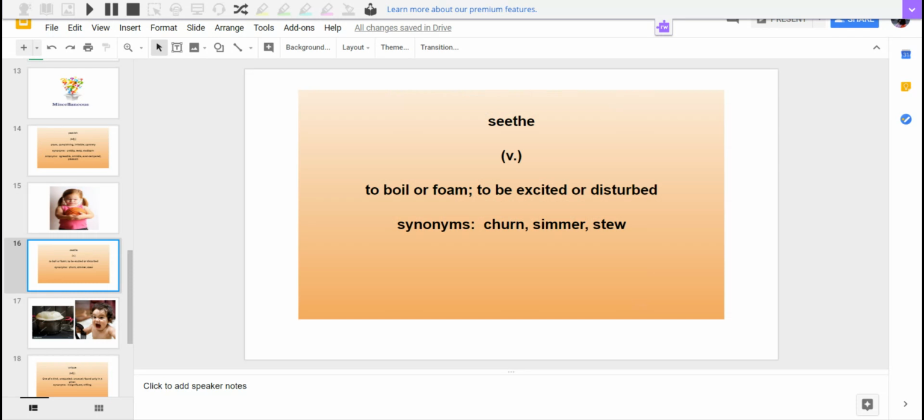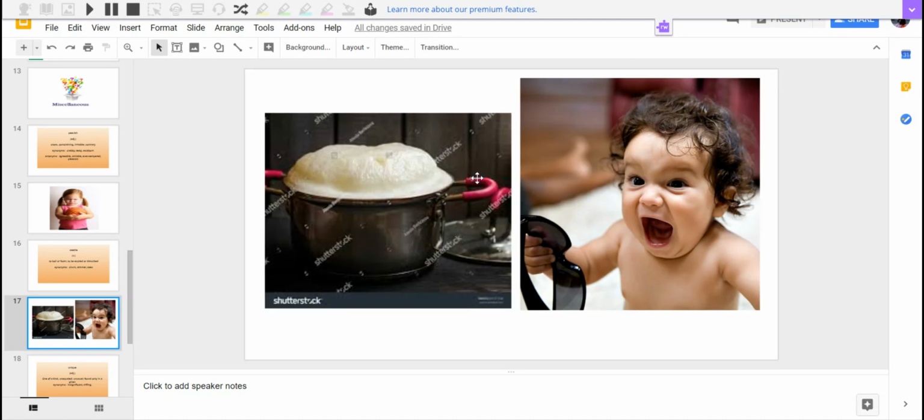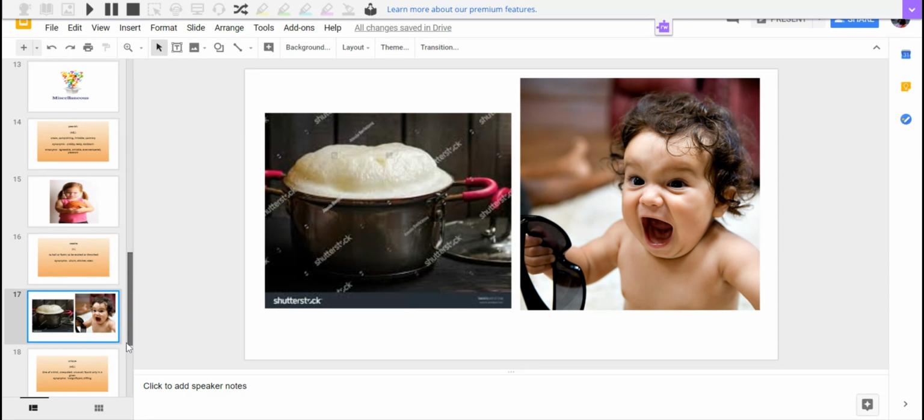Seethe. Seethe is a verb. It is something that you can do. It's an action verb. To boil or foam, to be excited or disturbed. So if you get really mad at someone, you could seethe. Synonyms are churn, simmer, stew. And there are no antonyms for that one. So you only have to do synonyms. So if you get really, really mad, or if you ever have a pot or something boil over on the stove, it would seethe as well. I thought that little picture of the kid was really cute, a little kid.